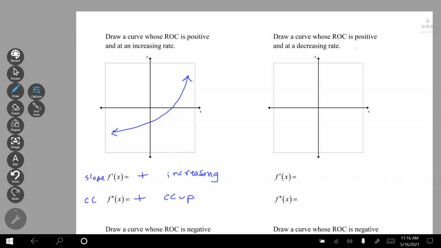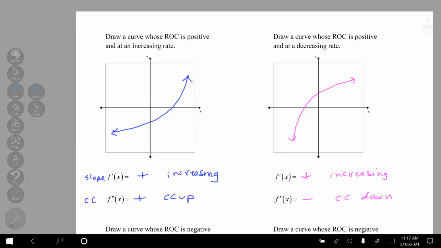Let's draw a graph whose ROC is positive at a decreasing rate. It would be something like this. It's definitely positive, it's going uphill, but it is at a decreasing rate. So f prime is still positive because the function is increasing, and f double prime is negative because it's concave down. So if you think about what we did earlier in Unit 2, we talked about f, ROC, and concavity. Now we're going to go f prime and f double prime.